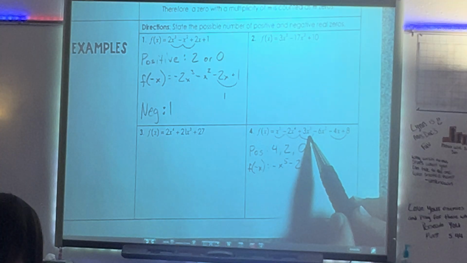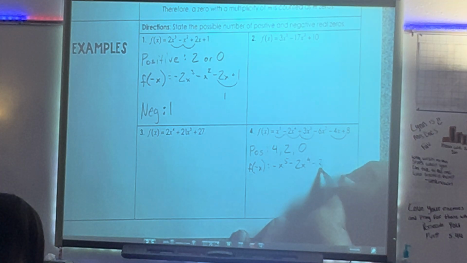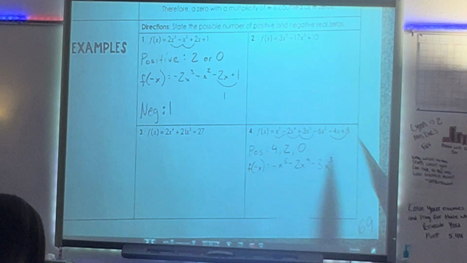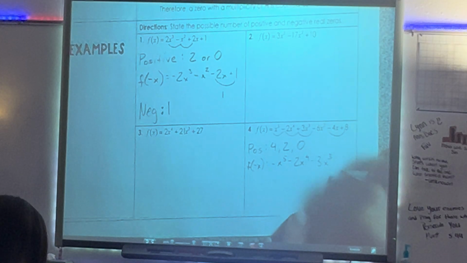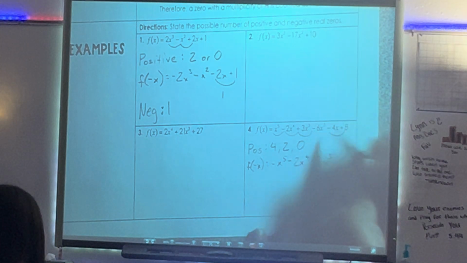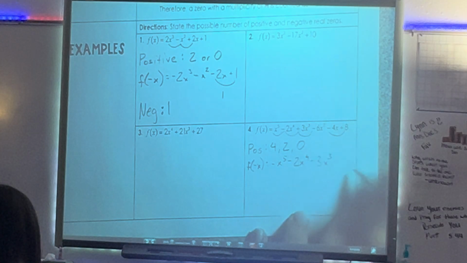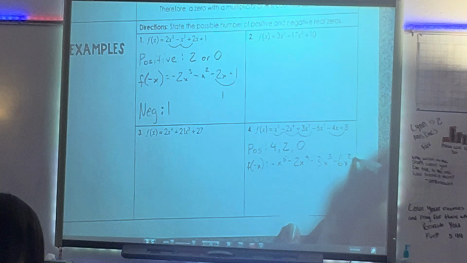Here, when I put in a negative x, this one's gonna become negative because it's odd. So minus 3x to the third. Here, when I put in a negative x, it's gonna become positive. Oops, sorry, I switched on. This one becomes positive, but the negative's still out front. This one's gonna change to 4x, and the 8 is gonna stay.